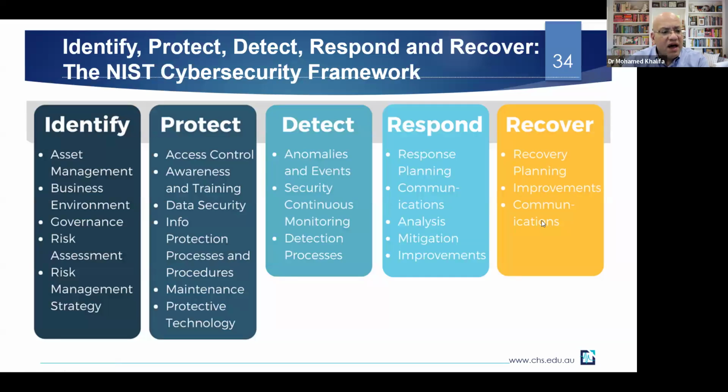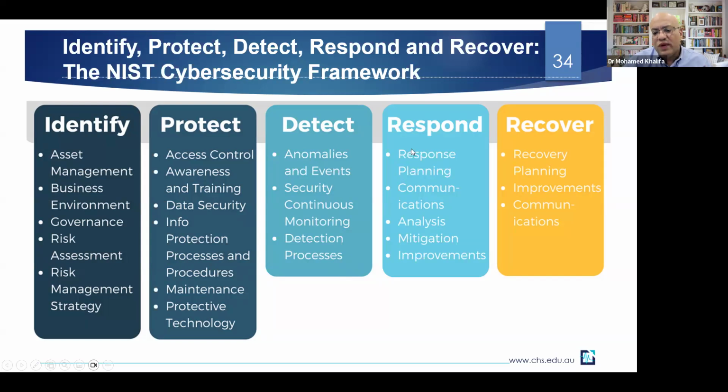Now we have the NIST cybersecurity framework, which starts with identify and then protect, detect, respond, and recover. So we need to identify what is happening, what the risks are, and then how to protect against them. And then we implement the protection through access controls, usernames and passwords, awareness and training, data security, information protection, maintenance, and technology. And then we need to detect if there are incidents, if there are events, security monitoring, detection processes should be included.